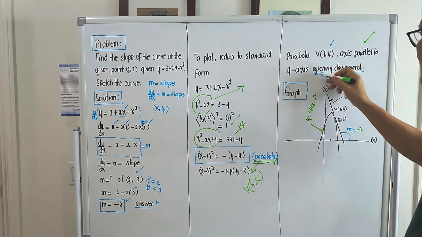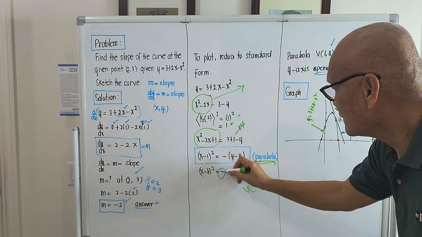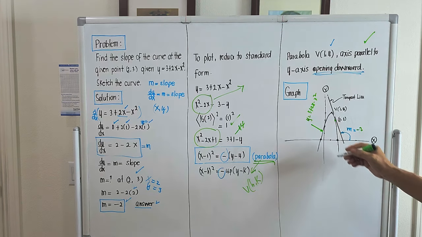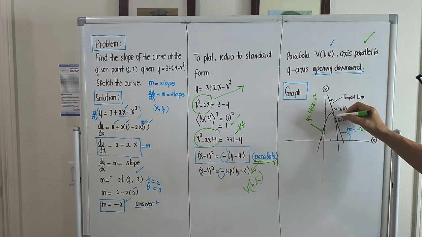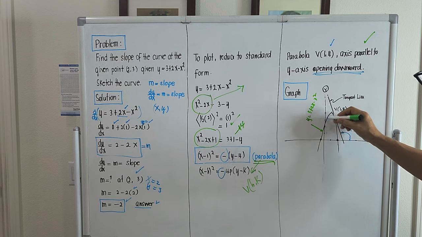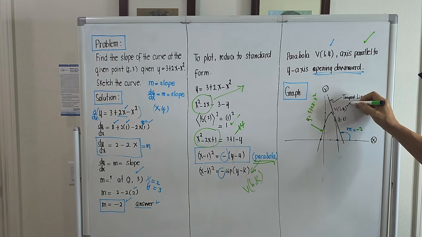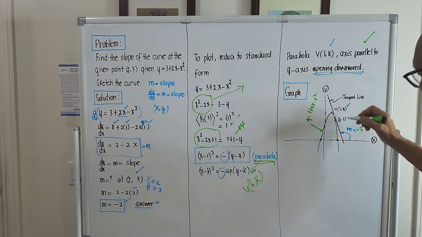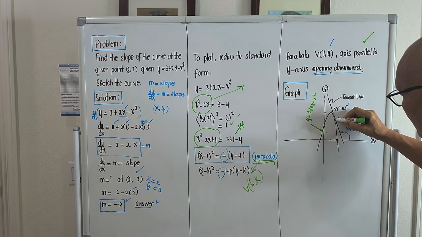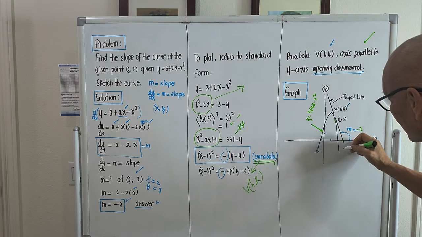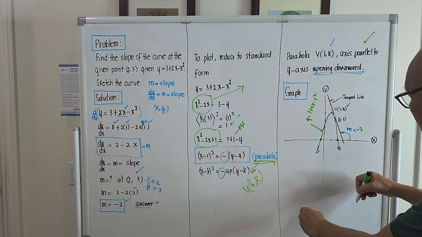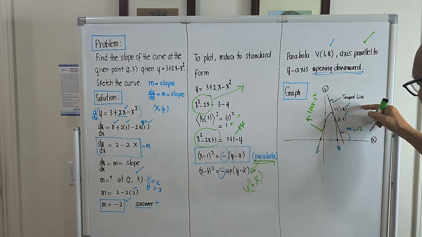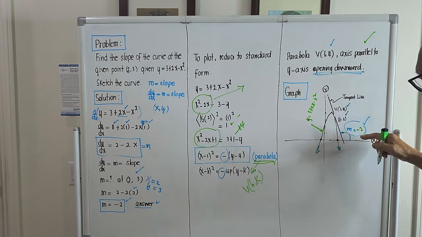Opening downward. Why opening downward? This is negative. Right? Since this is negative, it should open downward. So the parabola is this one. The location of the vertex is actually at the location 1, this 1, 2, 3, 4. So this vertex is at the location 1 and 4. And the specified point in which the slope is actually being asked is this point here. Okay? So actually this is the graph of the parabola. This is downward, opening downward. And the point of tangency is this one. The given point of tangency is 2 and 3, and the slope at that given location is actually negative 2.